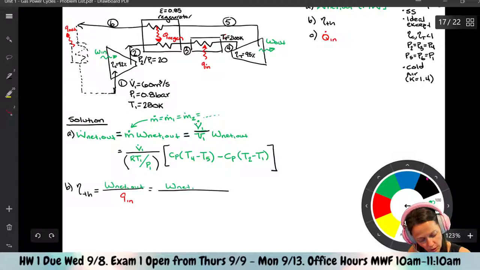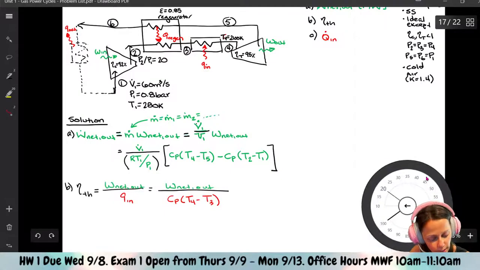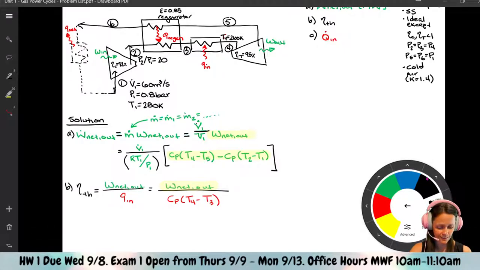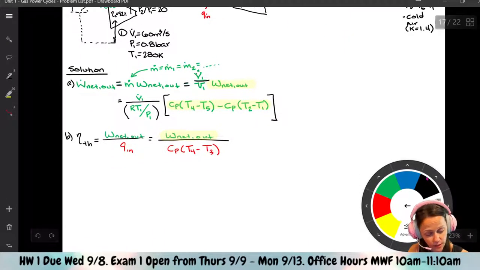So work net out. And then my Q in occurs between 3 and 4. So this is going to be CP times T4 minus T3. And as long as you have defined your work net out somewhere, and I have, I've defined it right here. As long as you've defined it somewhere in your work, that will be enough for me. Okay. All right, so that's good there.